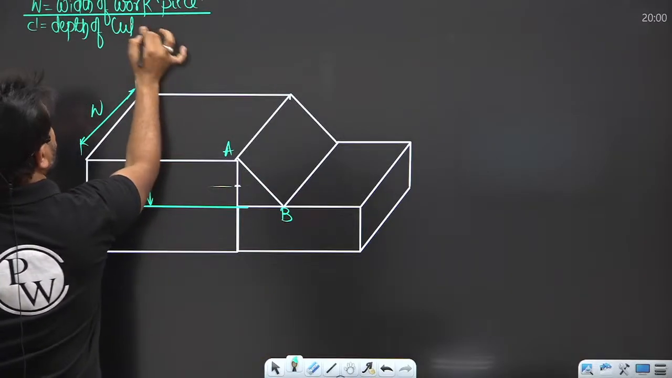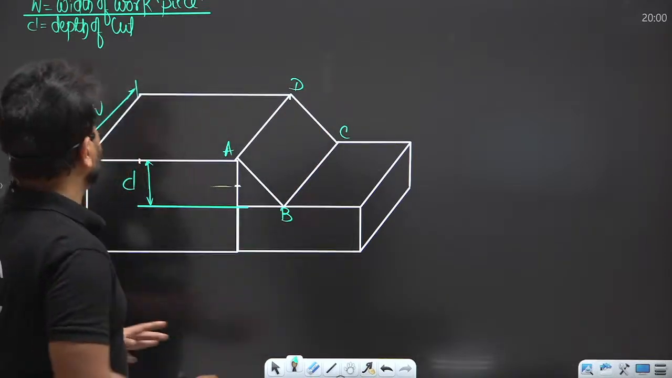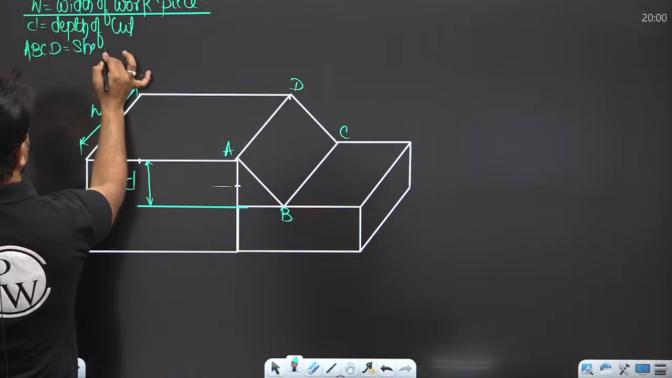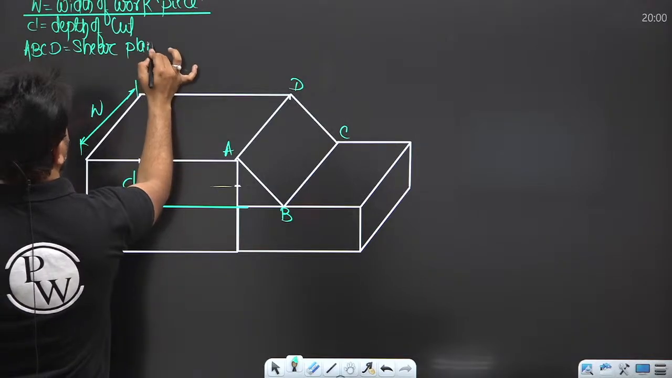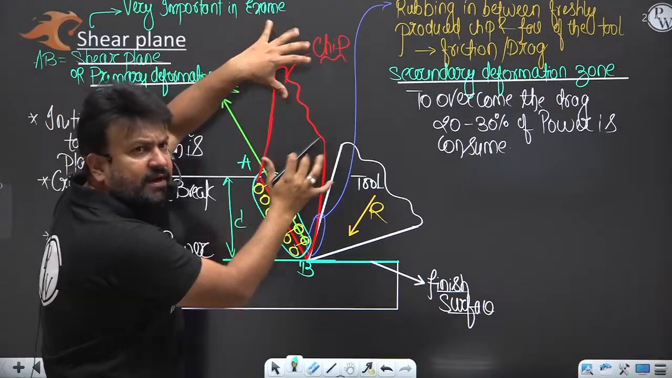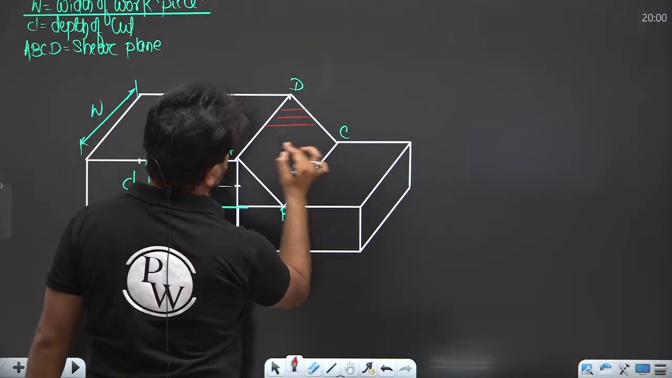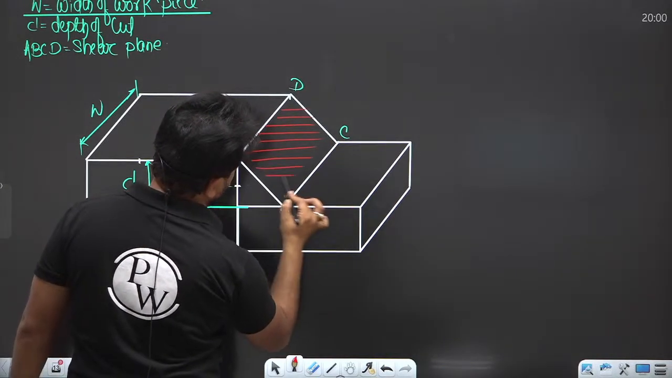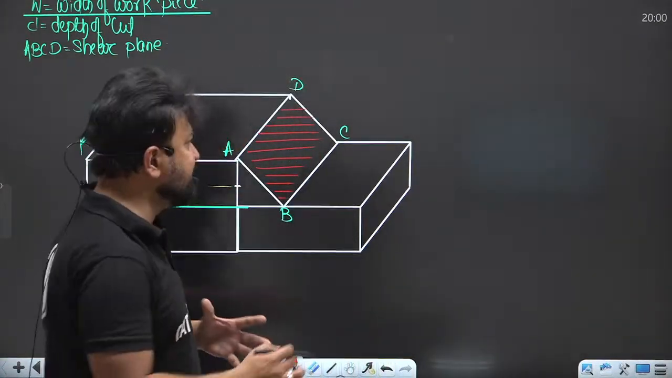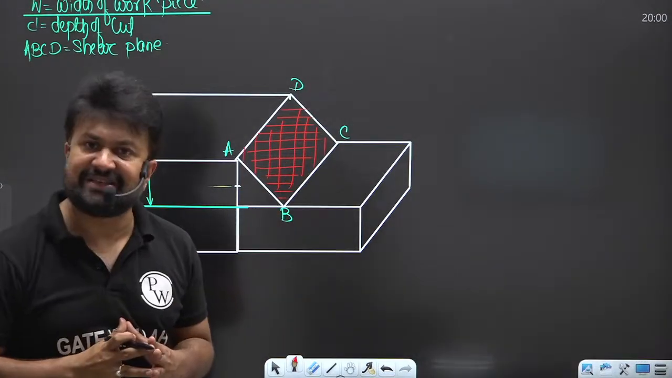Basically, this ABCD is the complete shear plane, because this is a figure in 3D. Look at this plane. I remove the chip here, and please see, this is the shear plane. I'm making it red because a lot of heat is going to be produced in the shear plane. Yes or no?